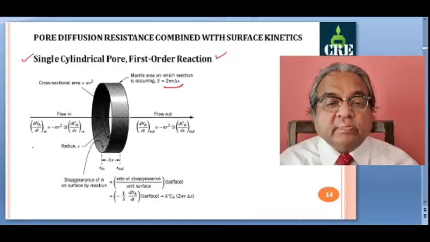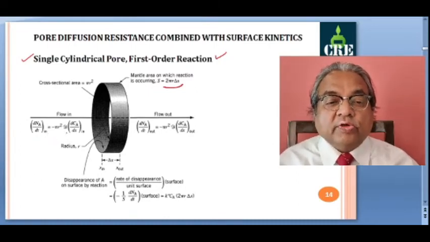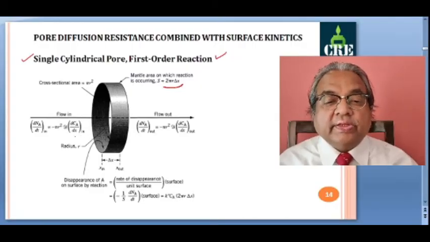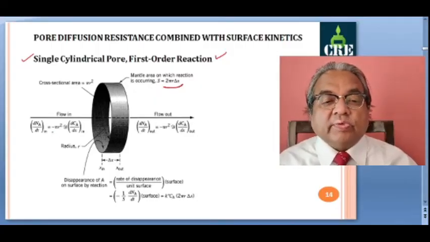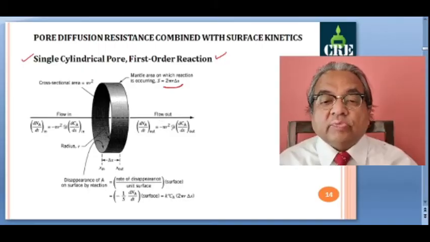What is entering? dCA by dt, number of moles per unit time entering, is equal to the cross sectional area into the rate of diffusion. So minus D dCA by dx in, that is entering. If I multiply this by the cross sectional area pi r square, I get dNA by dt in. Similarly, dNA by dt out is equal to minus pi r square D dCA by dx out. So entering and leaving.